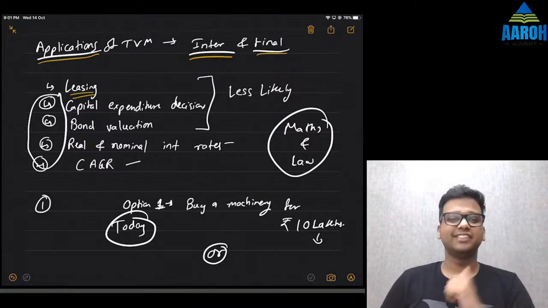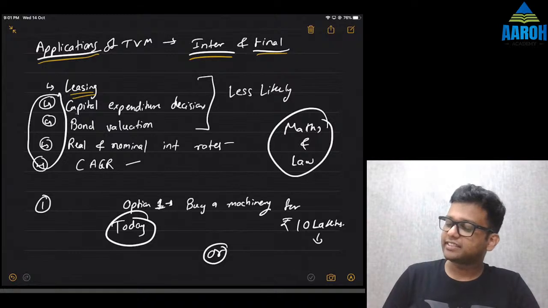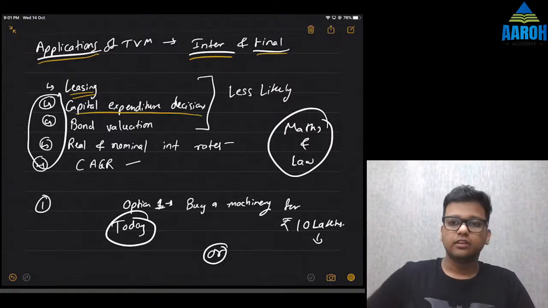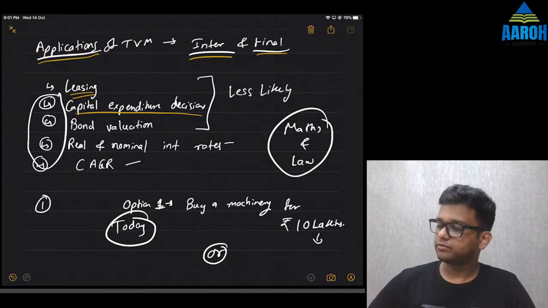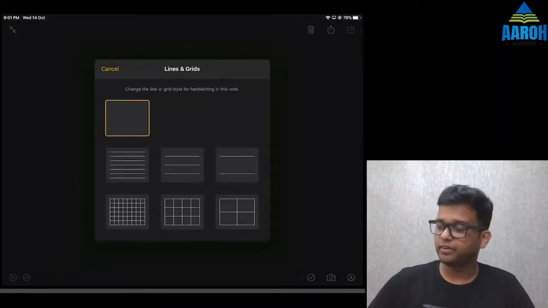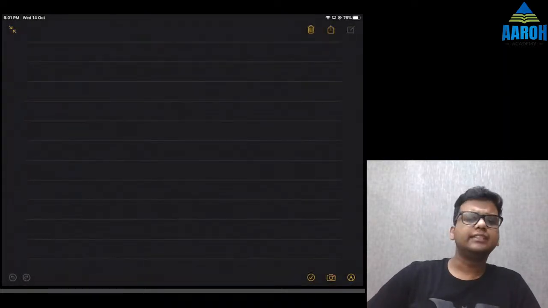So let's see next, capital expenditure decisions, which is also called calculation of NPV. It involves calculation of NPV, which we have already seen. Let's see an example of that.